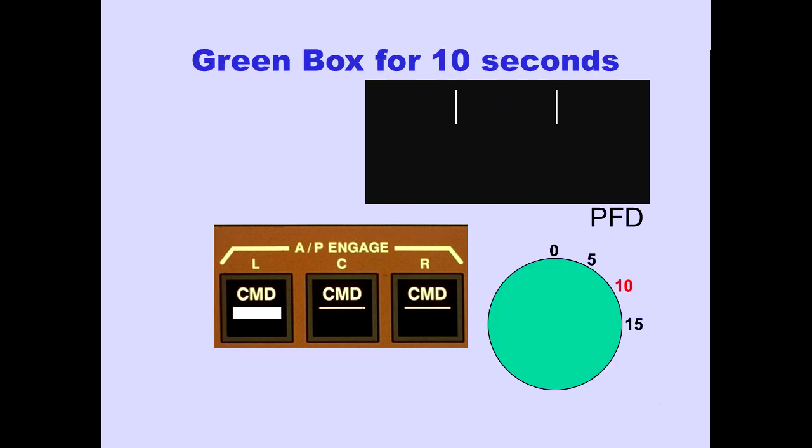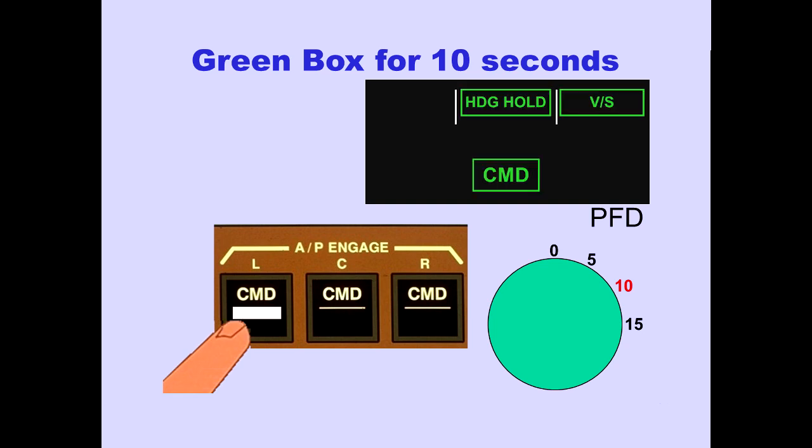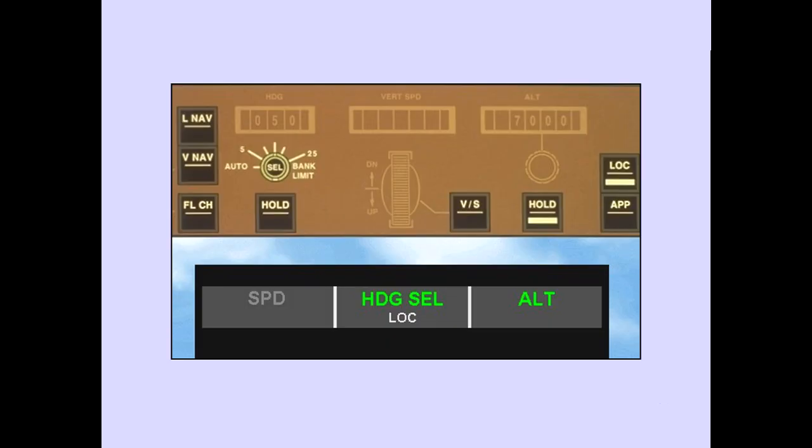When a mode is first engaged, a green attention box appears around the mode display for 10 seconds. With an autopilot in command, these switches are used to select various pitch and roll modes. When selection is made, the engaged or armed status is displayed on the PFD. Question.